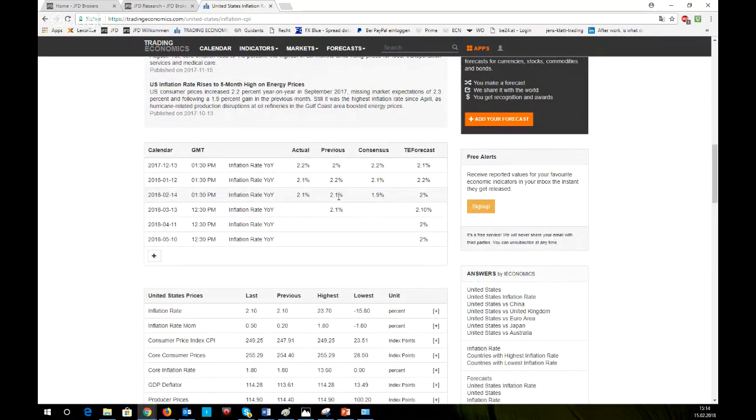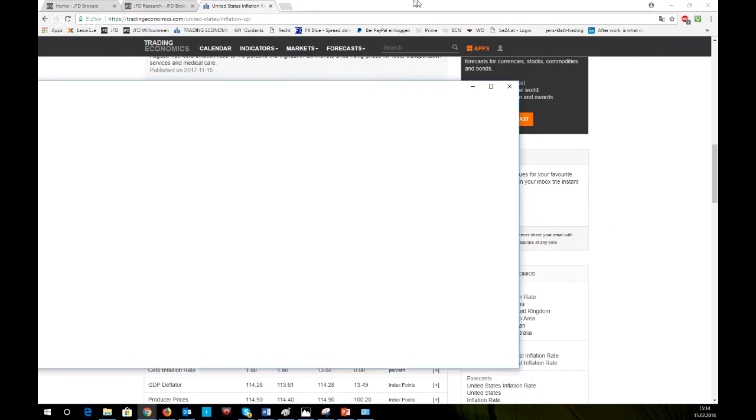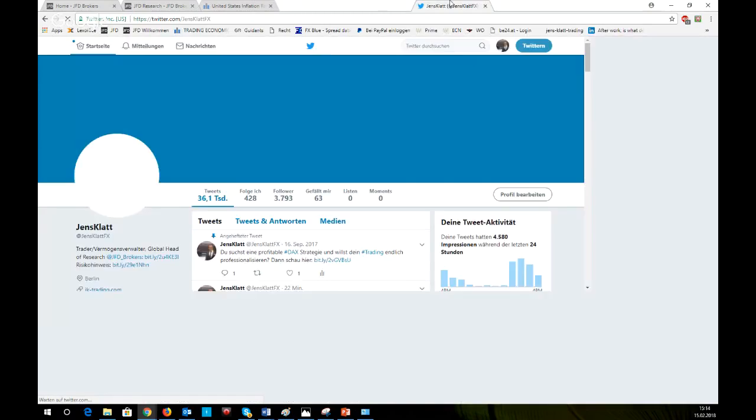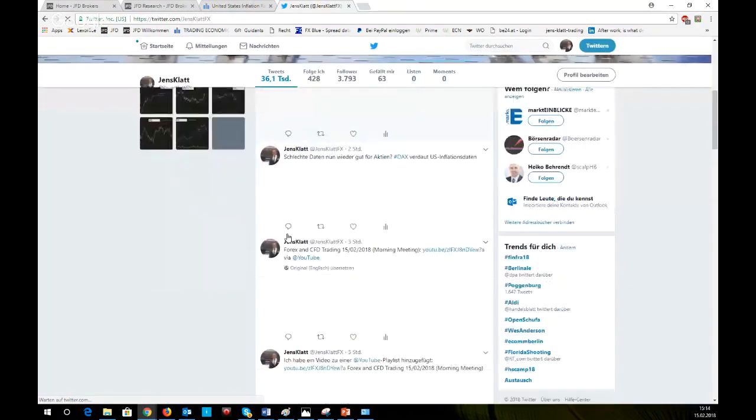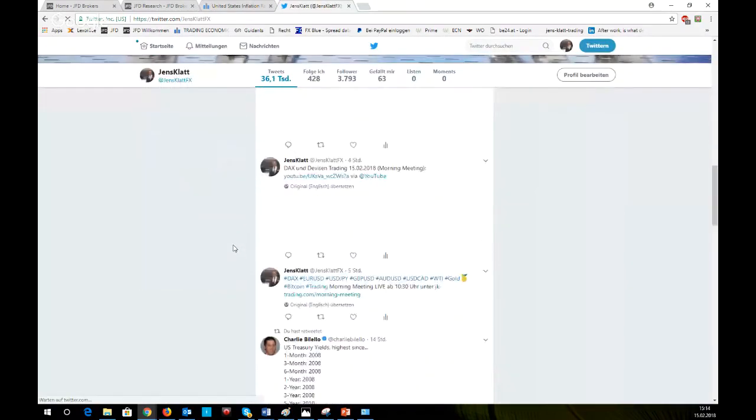So it came in above expectation. But I think this is not even the big deal here, even though this push higher in inflation resulted in a quite aggressive push higher in the yield market too. So therefore, I just want to show you another chart. I don't want to get too detailed here, so I just show you a retweet of mine on my Twitter account, so that you just have an overview here. One sec. Where is it?